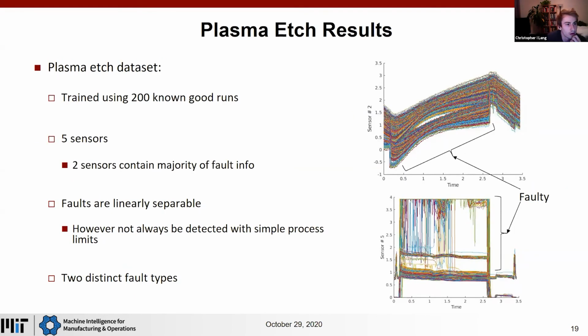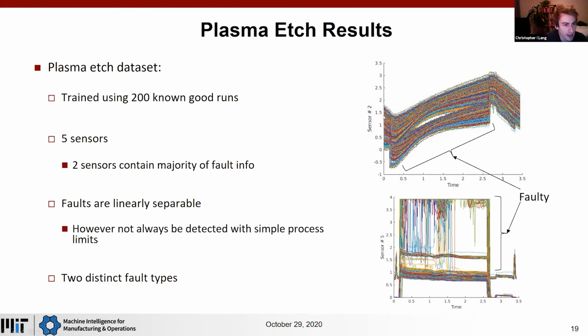So with this concept drift idea in place, I applied the model to the two data sets that I saw, the plasma etch and the ion implantation data set. For the plasma etch data set, I ended up training it using about 200 known good runs. And there were about 5 sensors in this process, although about 2 of them really contained the majority of the faulty info, and the other 3 were uninformative.